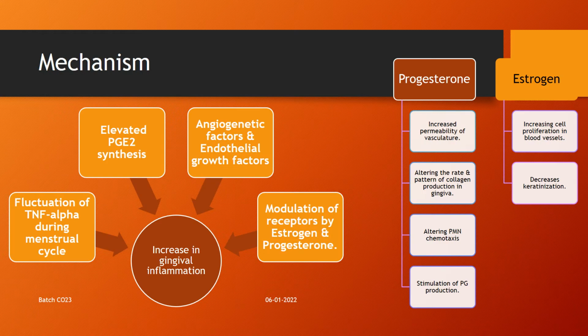So next, coming to the mechanism behind this menstrual gingivitis. As we said before, when there is an increased amount of progesterone and estrogen, there are various effects. Progesterone increases the permeability of vasculature, alters the rate and pattern of collagen production in gingiva, alters neutrophil chemotaxis, and stimulates prostaglandin production. Whereas estrogen leads to increased cell proliferation in blood vessels, and also decreases keratinization.